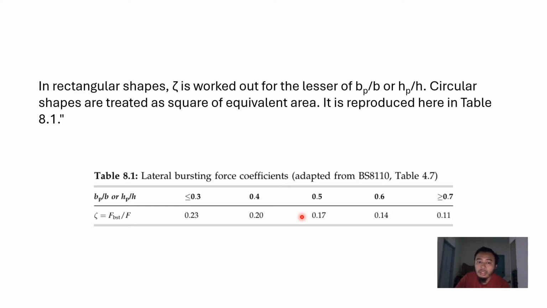So smaller, compared to if your value is 0.3, for example. Let's say your B is 1000 and your BP plate is 300. So 300 to 1000 is 0.3. So the coefficient will be larger.